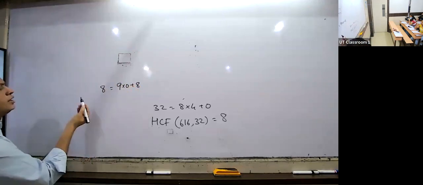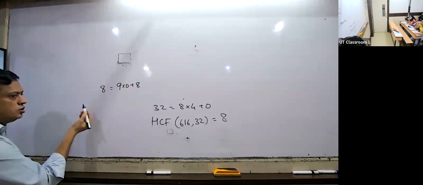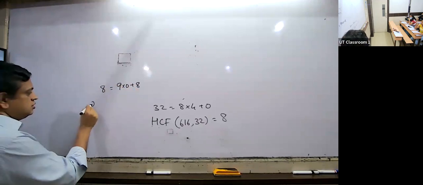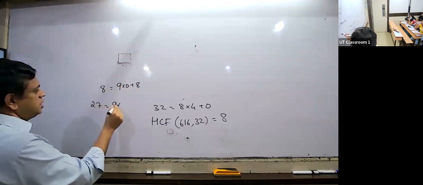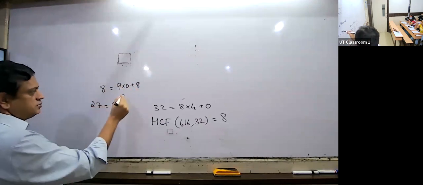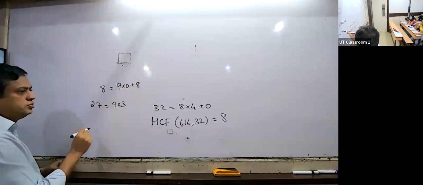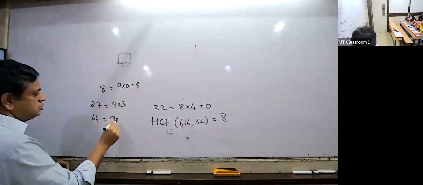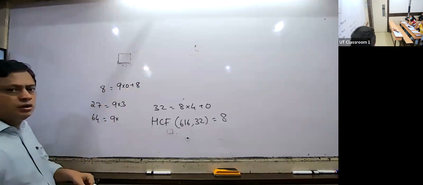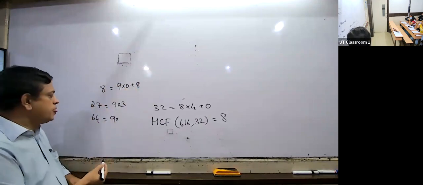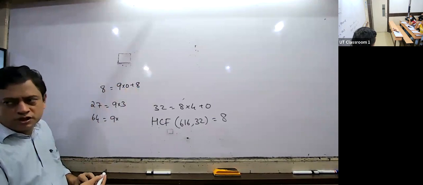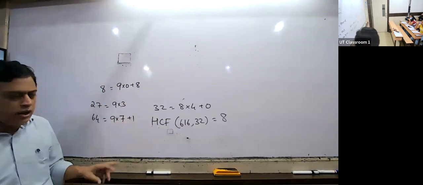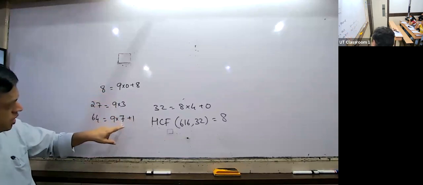Next. Another cube you tell. 3 cube is how much? 27. 27 can be written as what? 9 into 3. This is 9m. 4 cube, 64. 64 is 9 into 7, 63 plus 1. This is 9m plus 1.